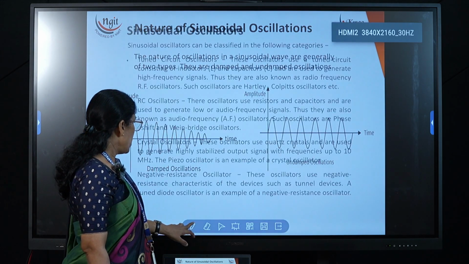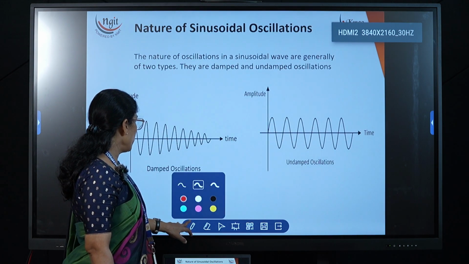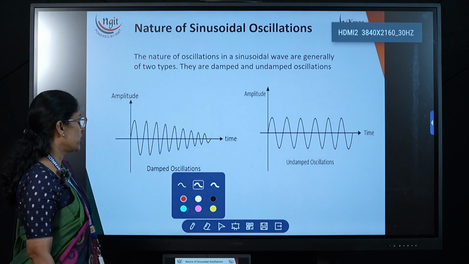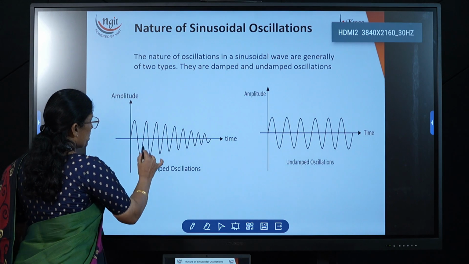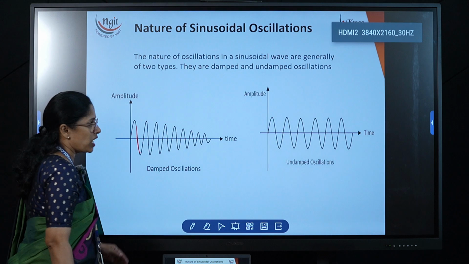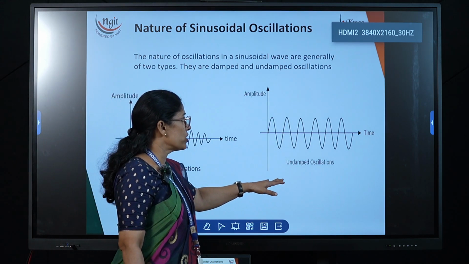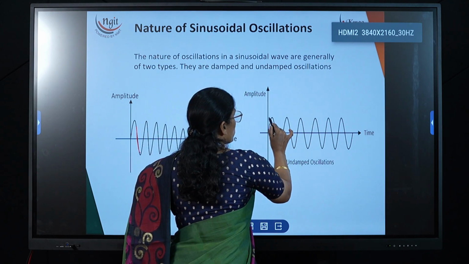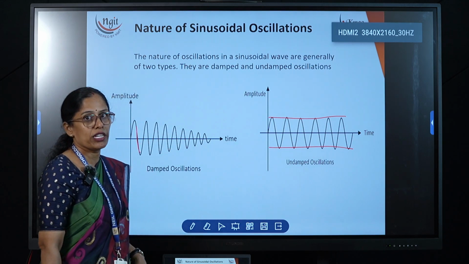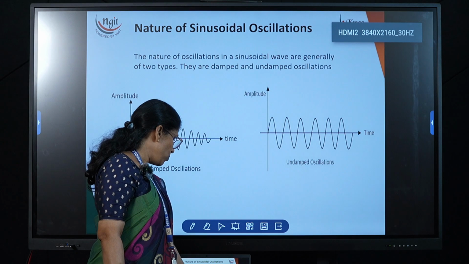Now coming to the waveforms, here we have 2 types of sinusoidal waveforms. One is damped oscillations and the other is undamped oscillations. In damped oscillations, the amplitude is reducing with respect to time. As the time is increasing, the amplitude is reduced. Coming to undamped oscillations, with respect to time the amplitude is constant. This is called undamped oscillations. These 2 are the different types of sinusoidal waveforms.